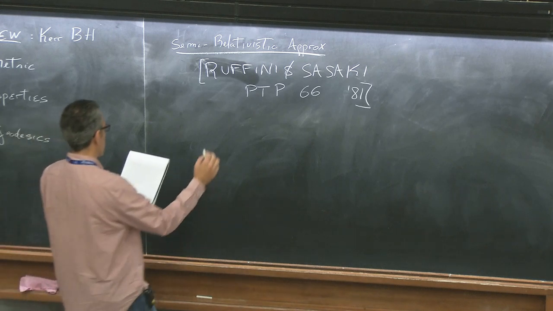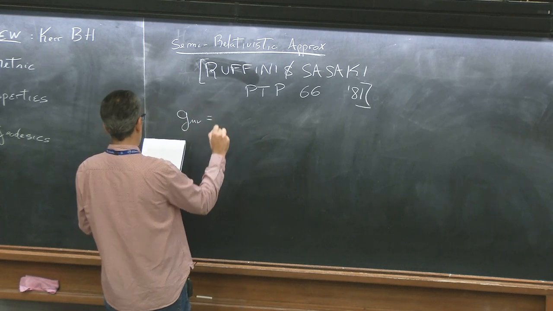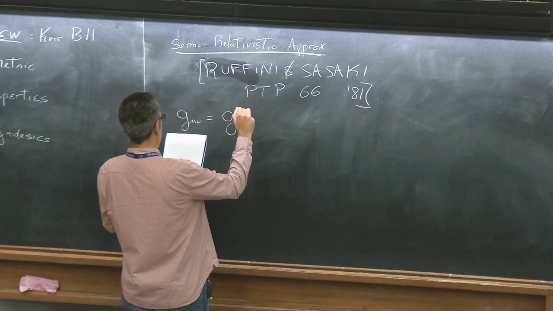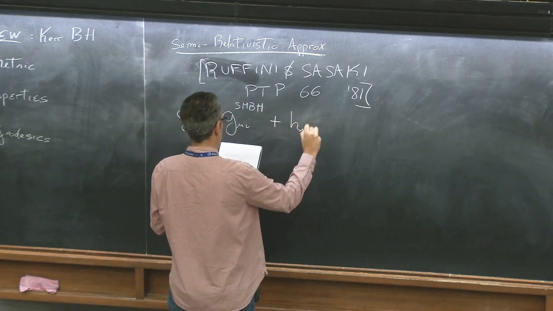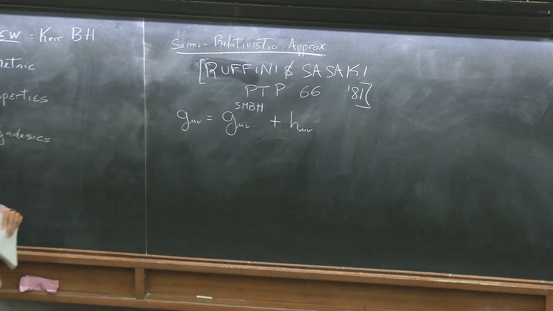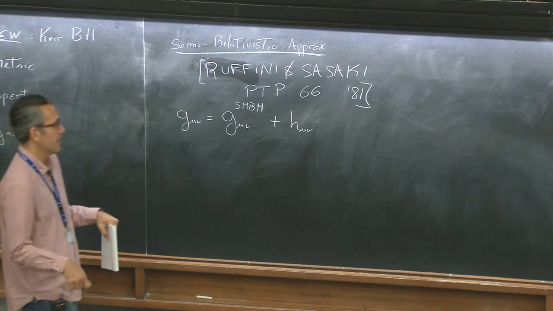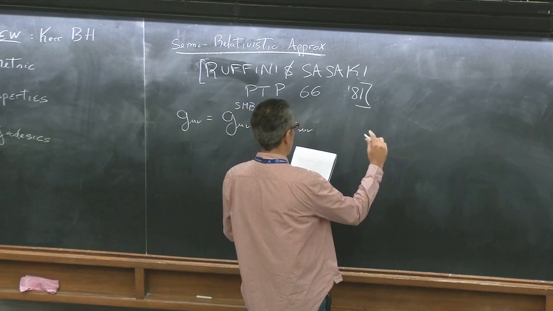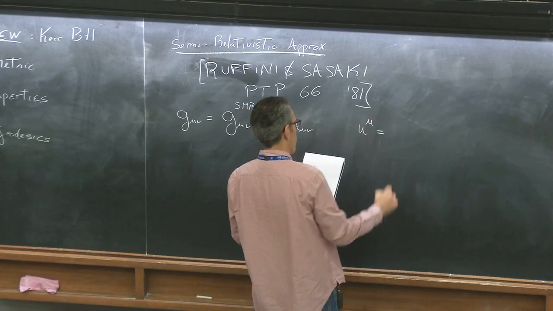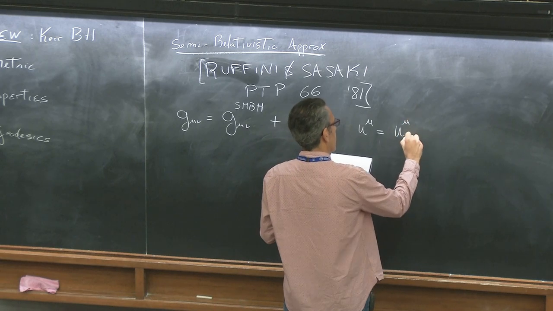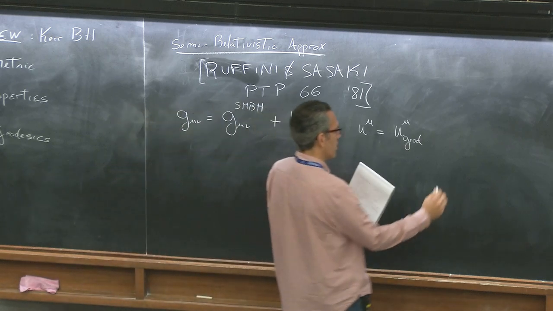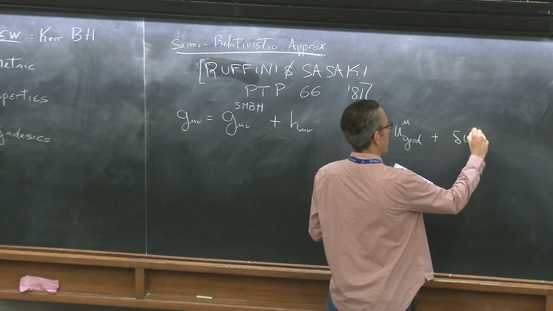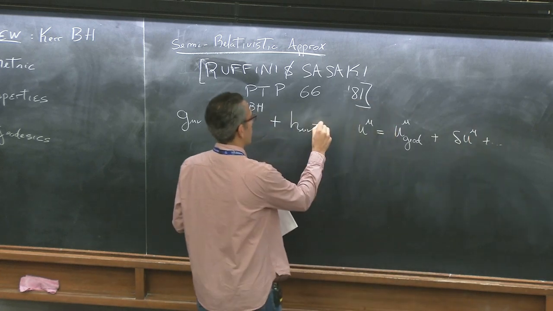So I can certainly take my metric to be the metric of my supermassive black hole plus a perturbation that's going to represent gravitational waves, just the gravitational waves, on top of the supermassive black hole space-time, which are produced by the small compact object going around. And so the four velocity of the small compact object is going to be represented by the background solution, which is the four velocity of geodesic motion plus a small correction to the trajectory. And in principle, you could go to higher and higher order here.